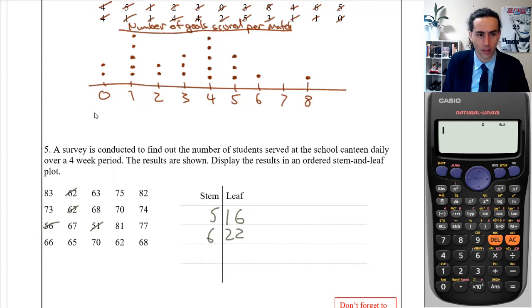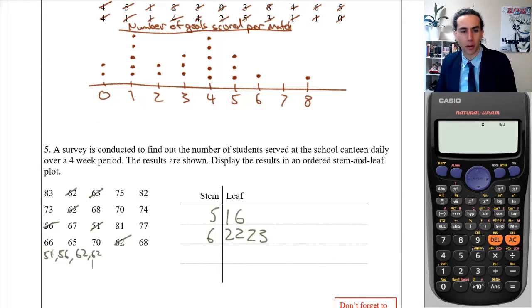Next biggest, 65. No, there's a 60. Oh, there's another 62. I caught it. Dangerous. So I don't like going straight to the ordered ones. What you could do is write the data in order to start. So it goes like this: 51, 56, 62, 62, etc., etc. But I'm not gonna do that.